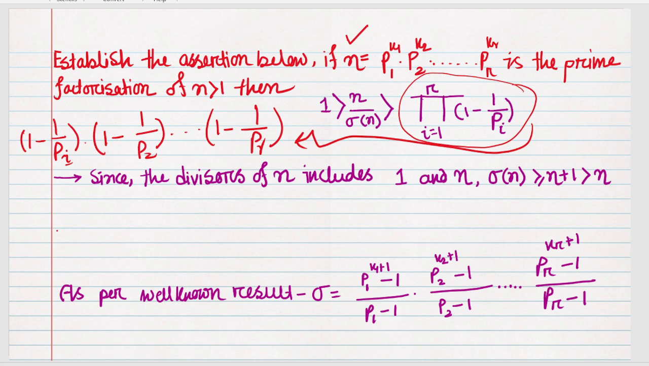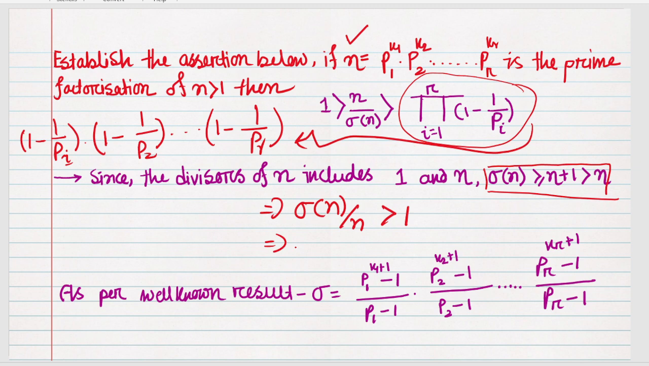Since the divisors of n include 1 and n, we can write that sigma n is greater than or equal to n plus 1, which is greater than n itself, because the divisors of n include 1 and n. So we can write sigma of n by n, which must be greater than 1.